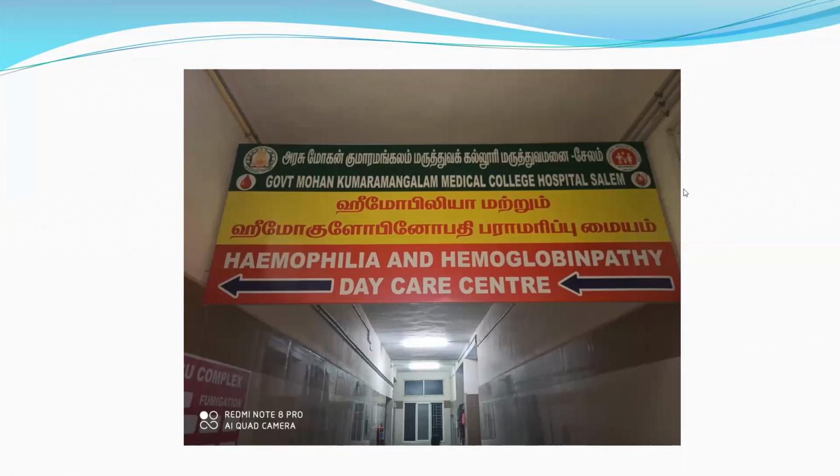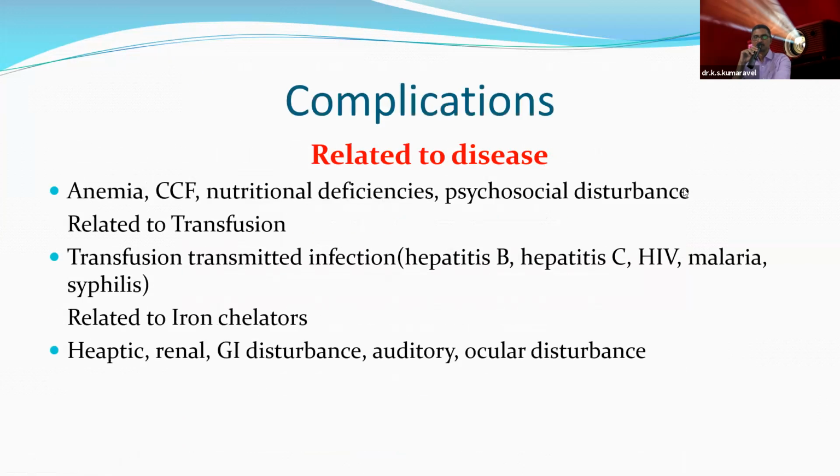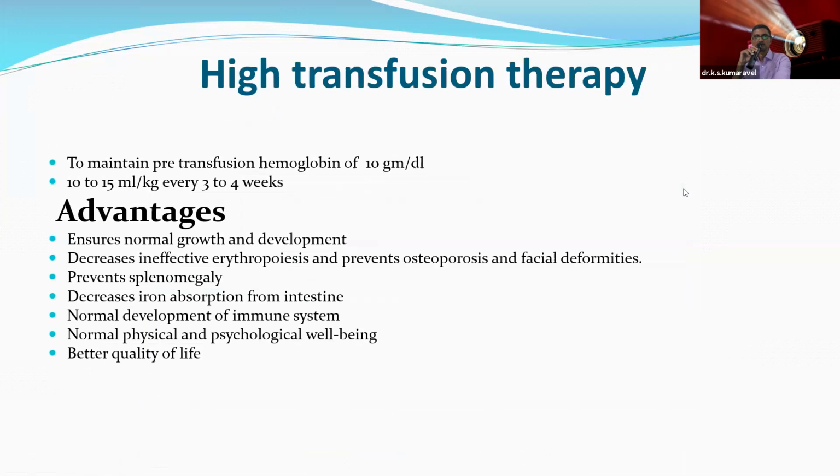That is our daycare center. Thalassemia daycare centers are right now in some areas like Delhi and Madurai as well. Okay, the next component of treatment is iron chelation. What drugs are used in iron chelation?